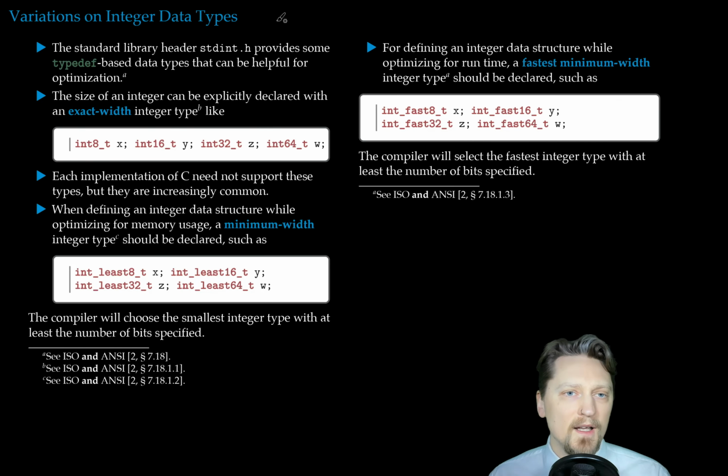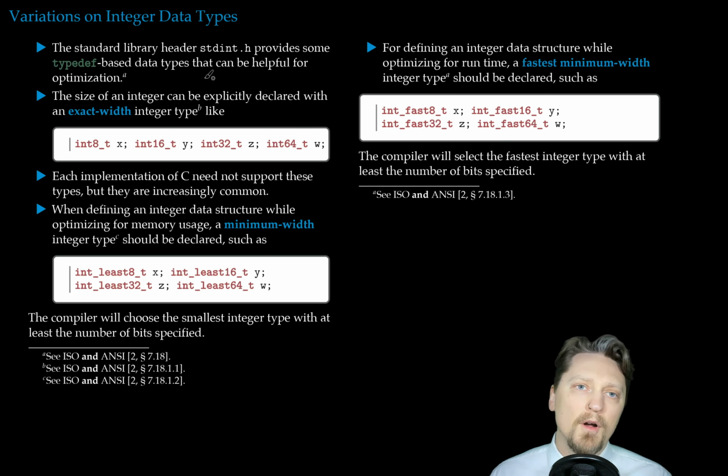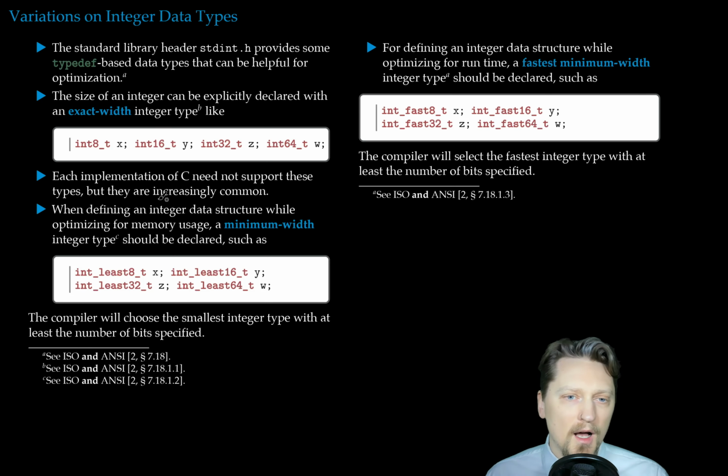Variations on integer data types. The standard library header stdint.h provides some typedef-based data types that can be helpful for optimization. The size of an integer can be explicitly declared with an exact width integer type, like int8_t, int16_t, int32_t, and int64_t. Each implementation of C need not support these types, but they are increasingly common.